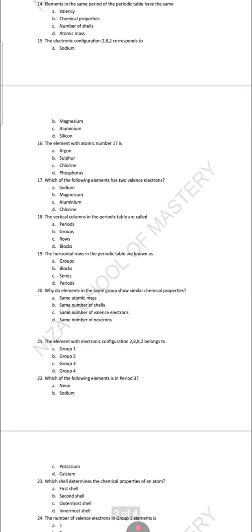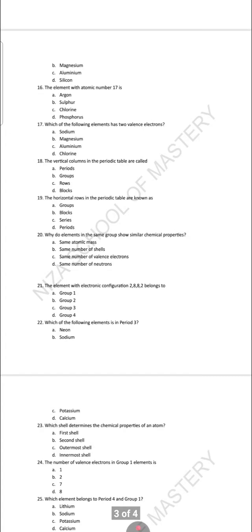Number 18, the vertical columns in the periodic table are called groups, B. Number 19, the horizontal rows in the periodic table are known as periods, D. The horizontal rows are called periods. Good. Why do the elements in the same group show similar chemical properties? That's C, because they have the same number of valence electrons. They have the same number of electrons in their outermost shell.